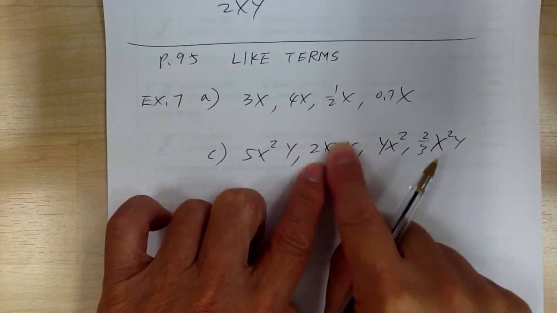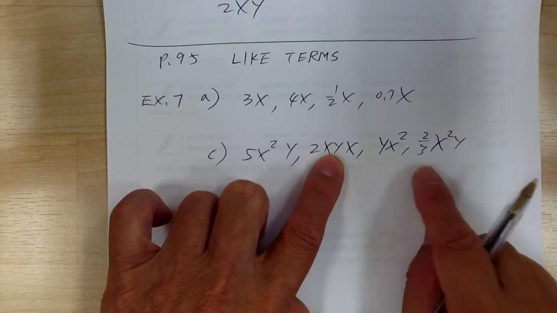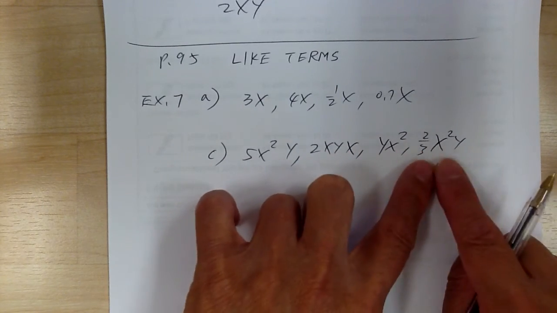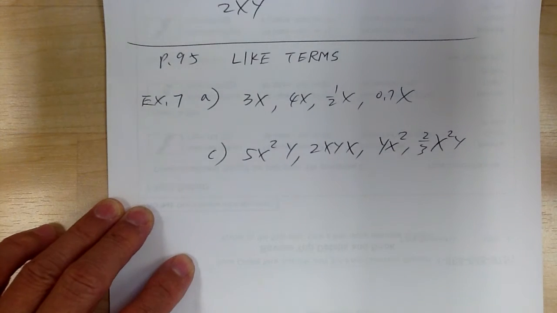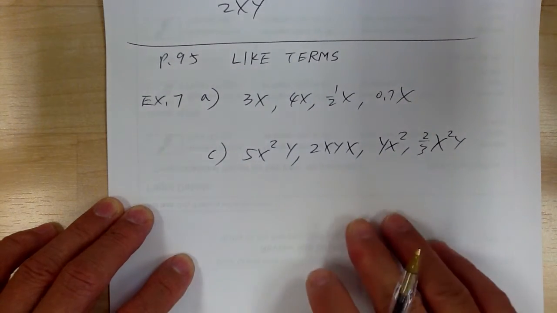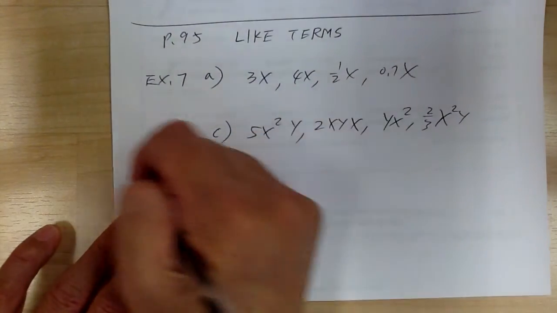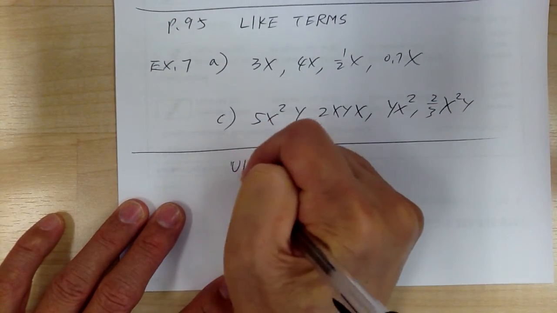Now this one, if you simplify this, you get x squared y. This one, the x squared y, x squared y. So like terms means they have the same exact variable part. Okay. Now these are unlike terms.